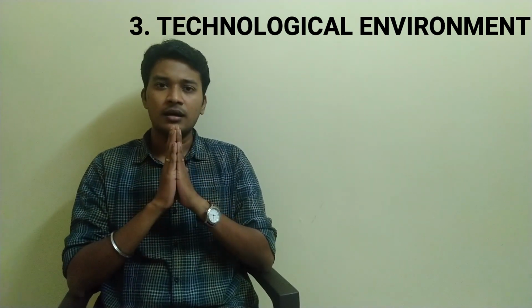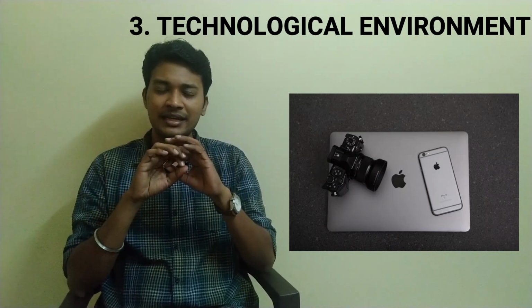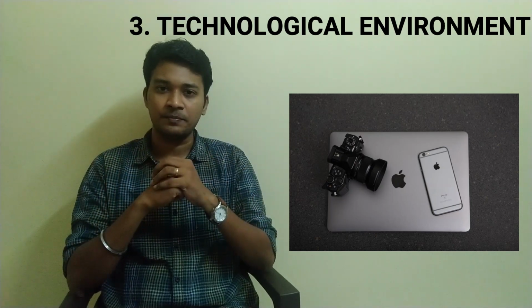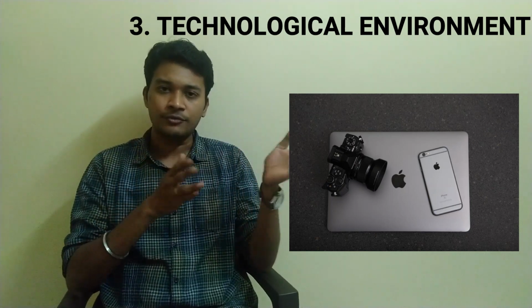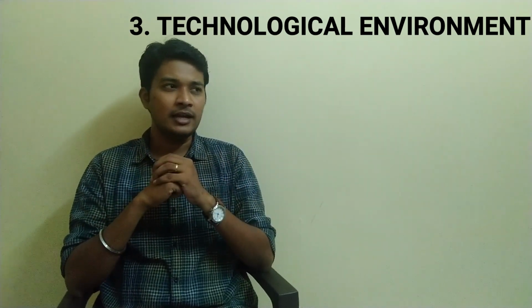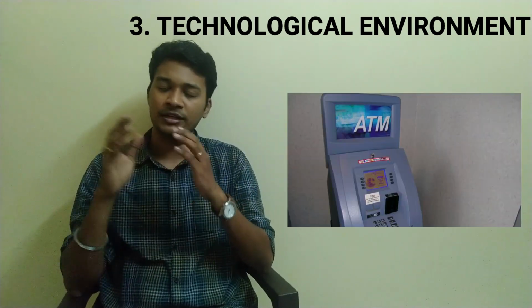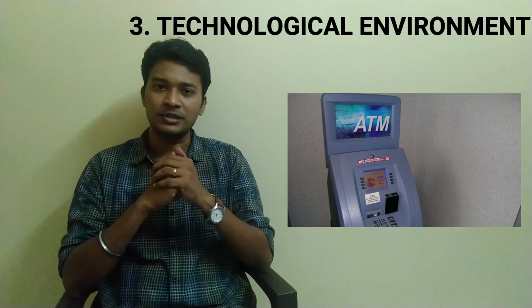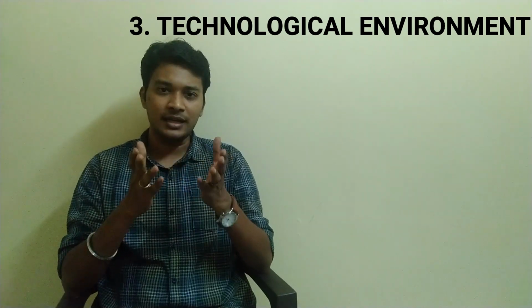For example, it is the cell phone industry which actually completely eroded the DSLR or SLR industry. The camera industry is now faded out because of the invention of phones with cameras. And for example, now most of the banking services are offered at ATM machines only, at ATM centers. So people physically going to banks is reduced so much because of an innovation called ATM. So that is on technological environment.